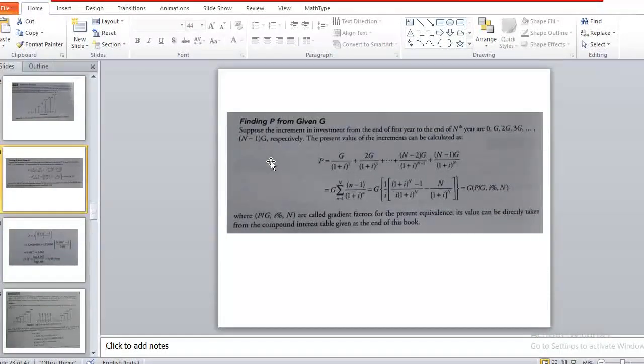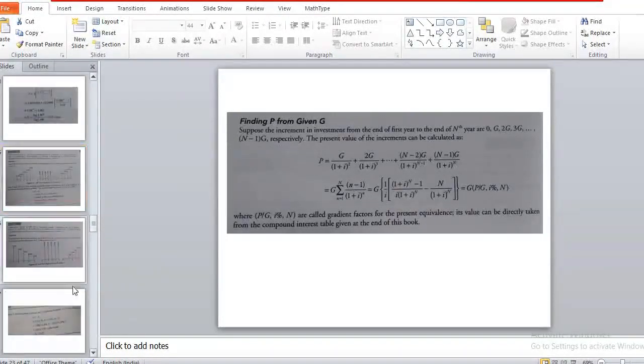Similarly, we can find the future value and the annuity value from the given gradient G. In this formula, we find the present value P by considering the gradient G. Similarly, this formula we can use to find the future value from a given value of gradient, and to find the annuity value A for a given value of gradient G.